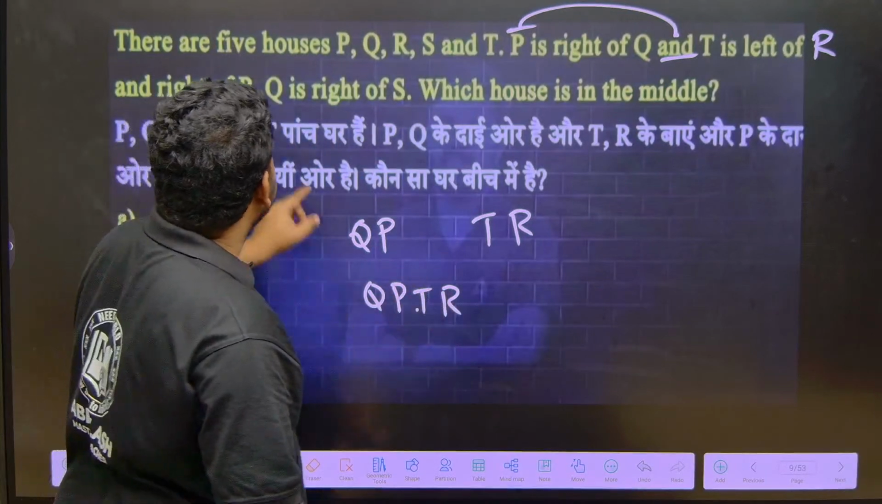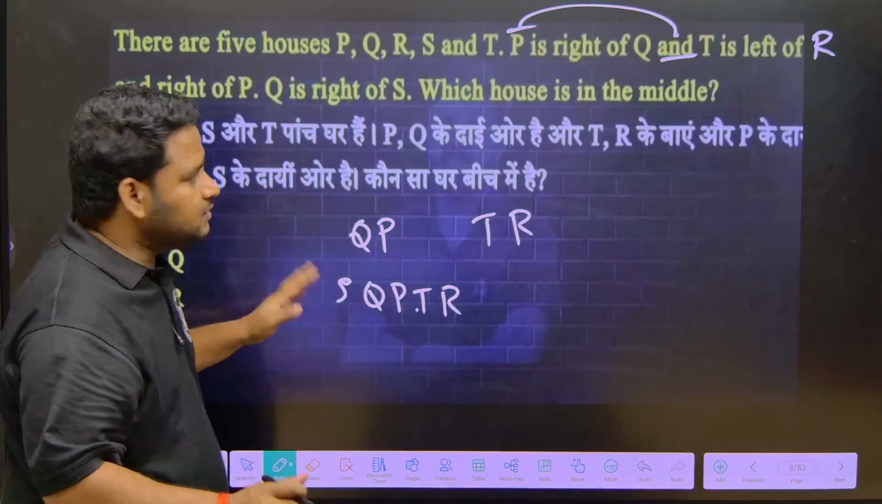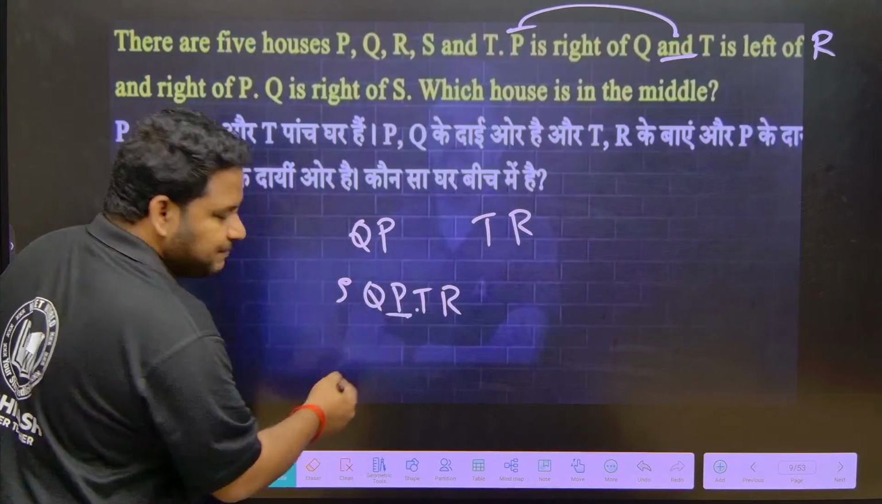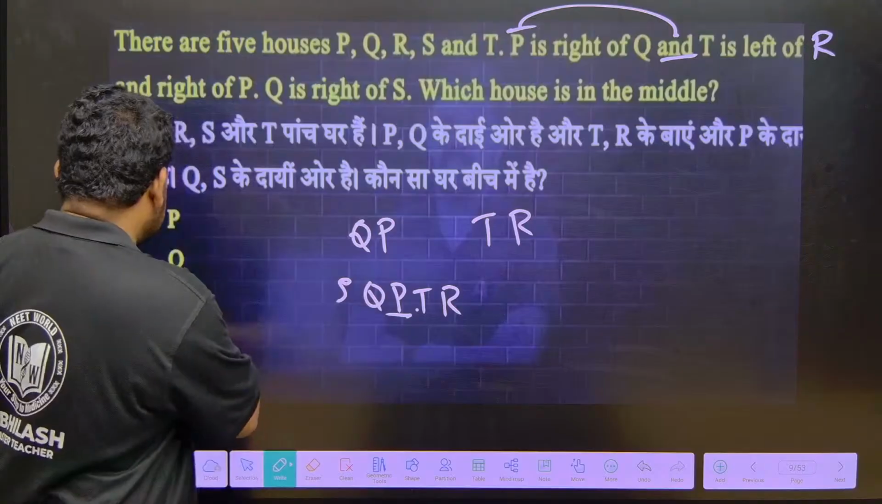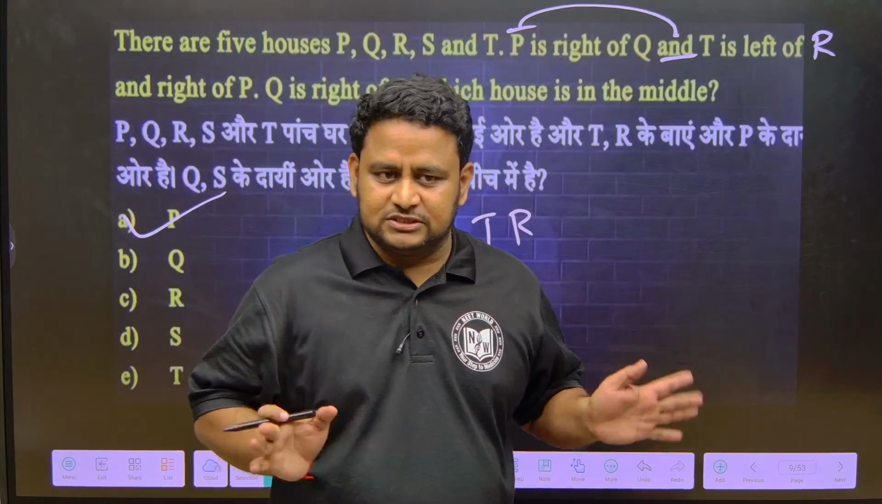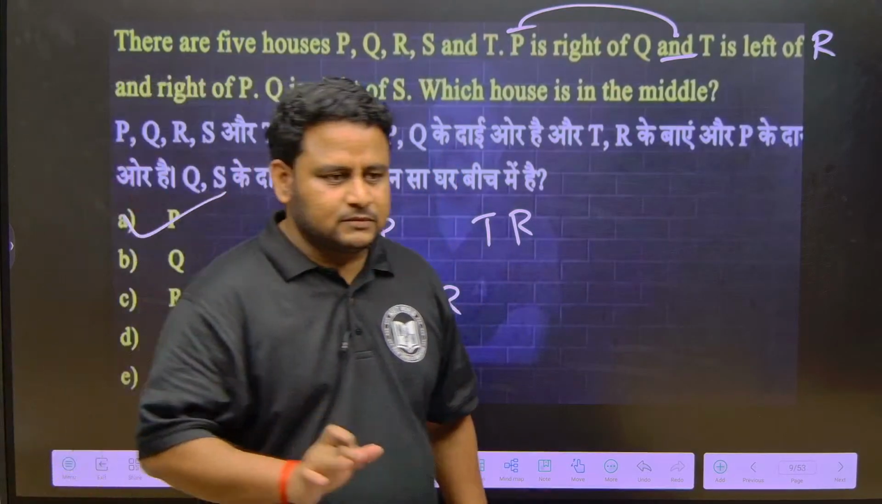Done. Now Q is right of S, so I should write S here. Done. Now which house is in the middle? P is in the middle. It's a very simple question. The answer is P. Clear? Understood? This is how you have to solve the question. Just combine wherever possible. So read the question very carefully. That is the most important thing.